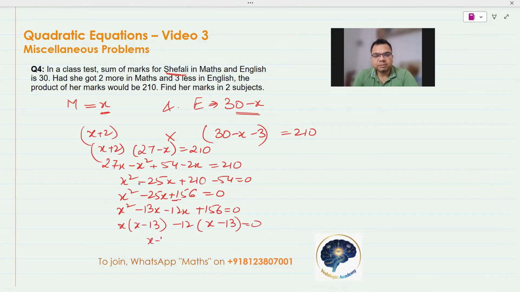So it is x minus 13 or x minus 12 equals 0. So in this case, x is either 12 or 13. If x is 12, then y is 18. If x is 13, y is 17. This is the number of marks.